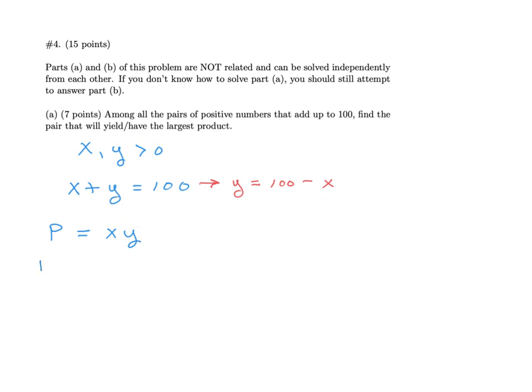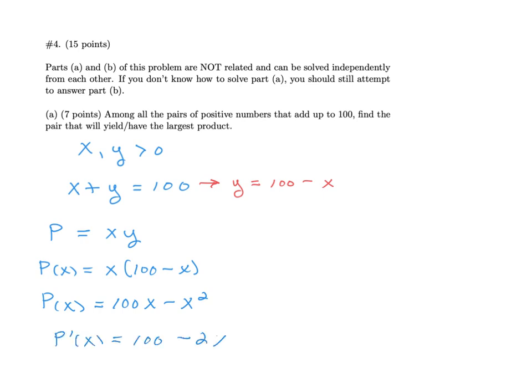I now have p, the product, as a function of just x. In fact, if I multiply it out, we get 100x minus x squared. This is the function that I'd like to maximize. I'll do that by taking the derivative of this equation. The derivative of p is 100 minus 2x. To find any critical numbers, I'm going to see where this is equal to 0. That is where 100 is equal to 2x, or x is 50.